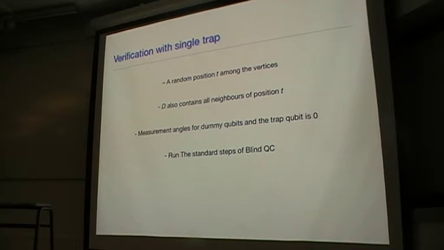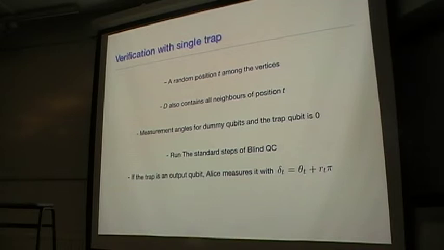Now, how do I verify, how do I accept the output or not? I didn't emphasize this, but the protocol could work with quantum output as well as classical output. If you're running a classical input, classical output computation, everything will be measured, so no quantum state remains. If you have quantum output, then maybe some of those are trap qubits. If the trap qubit is one of the outputs, because T was randomly chosen, then Alice needs to make a measurement on this particular one.